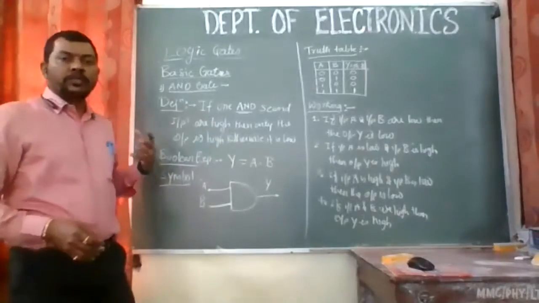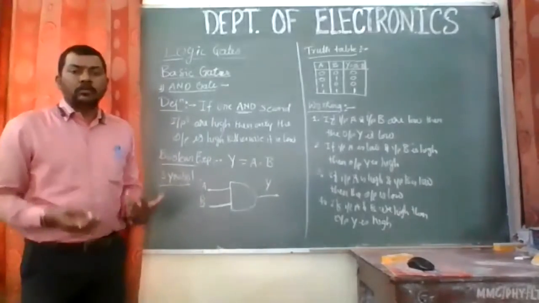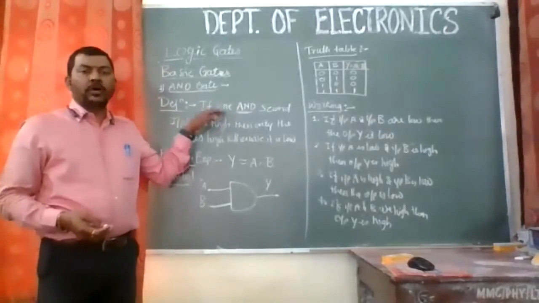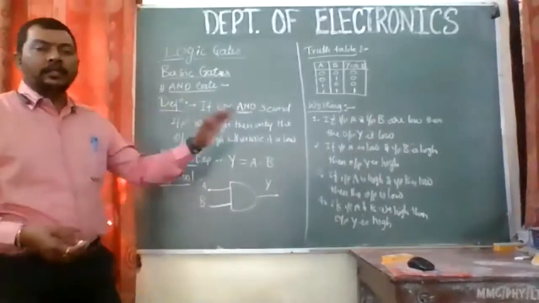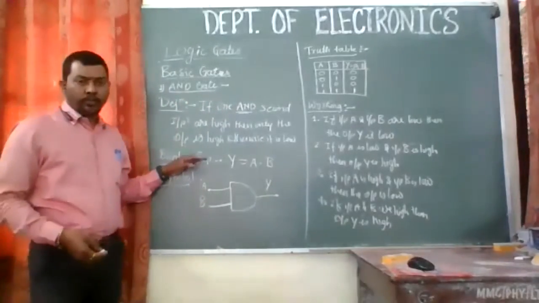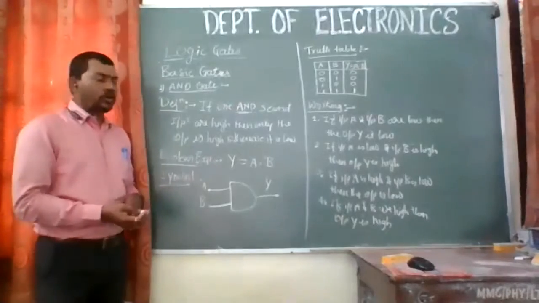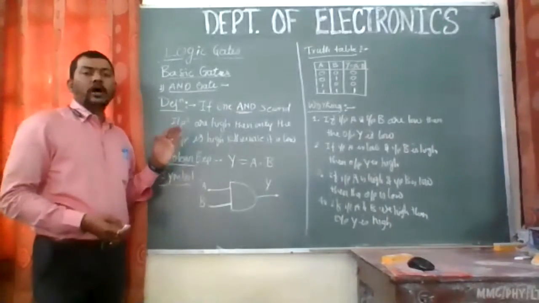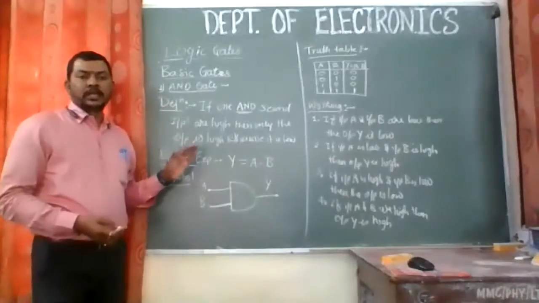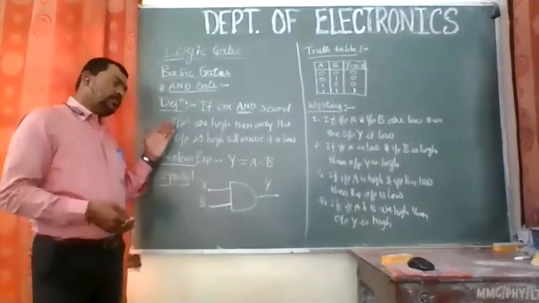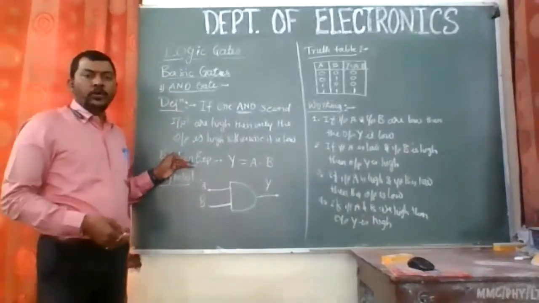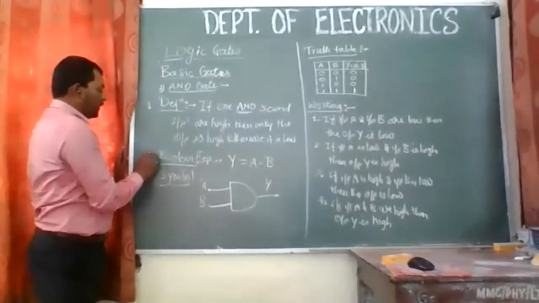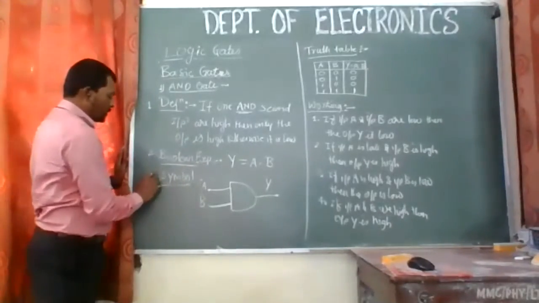In my statements, developed in my own words, I have written like this: if first and second inputs are high, then the output is high, otherwise it is low. We have a converse statement also: if first and second or both inputs are low, then the output is low, otherwise it is high. So we'll have both the statements, right? And then the second point will be the Boolean expression.